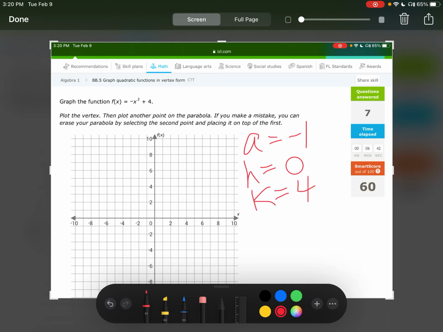So my A of -1 means that I'm going to reflect, so it's going to be opening down. My K of 4 means that I move up 4. So my vertex is going to move from 0, 0 to 0, 4. And then when I step to the right, I'm going to count down 1. So that's going to be my second point.